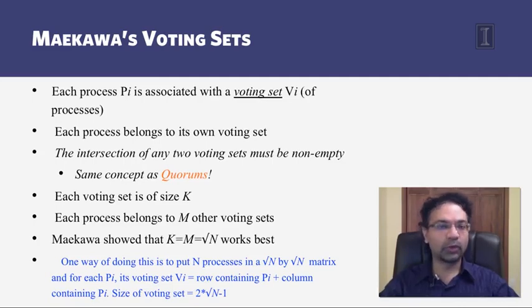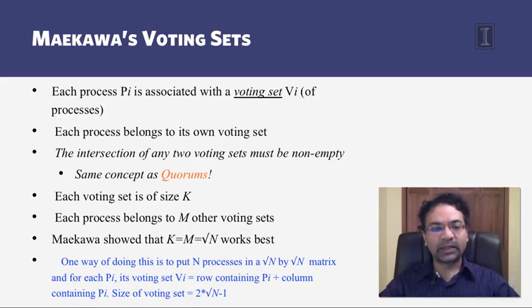However, here the usage of this is slightly different, of course. Now, each voting set is of size k, so all the voting sets are of similar size, and each process contributes by belonging to m other voting sets, including, of course, its own. Maekawa showed that the values of k equals m equals square root of n work best. We'll see a calculation later on in this lecture which calculates why square root of n is a good value.